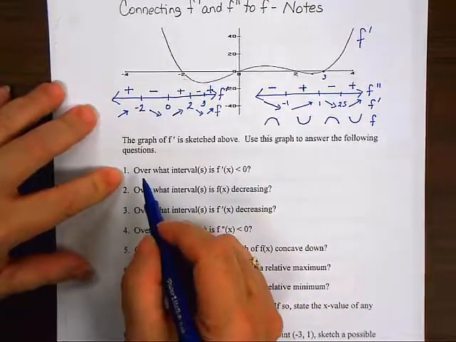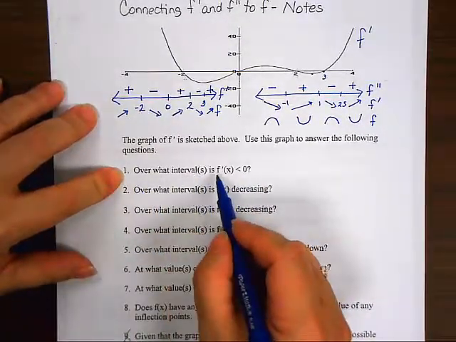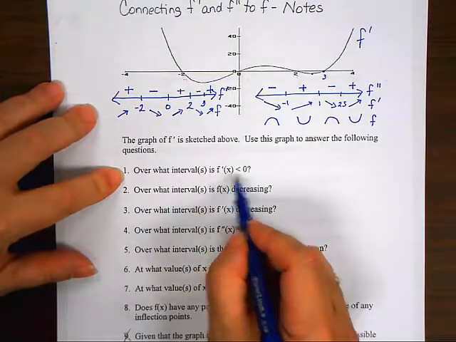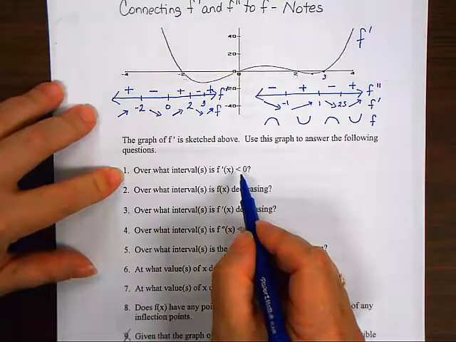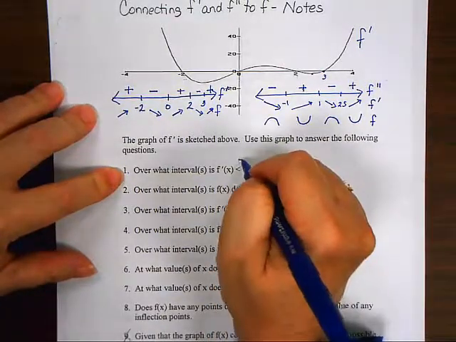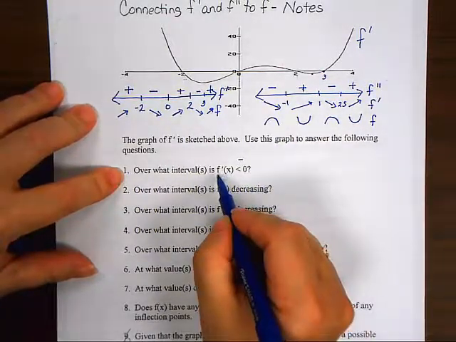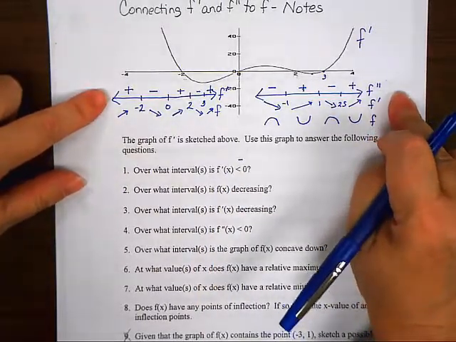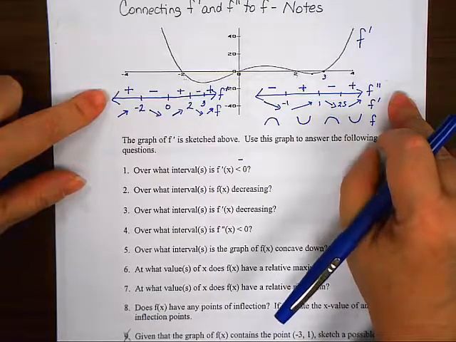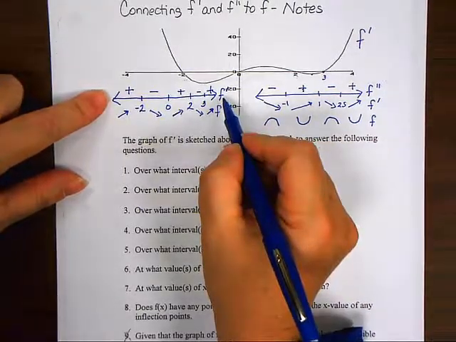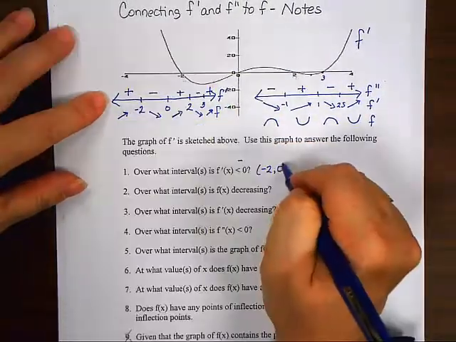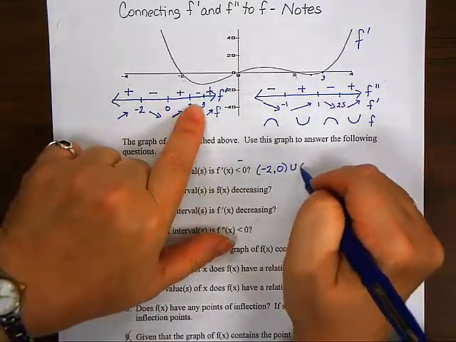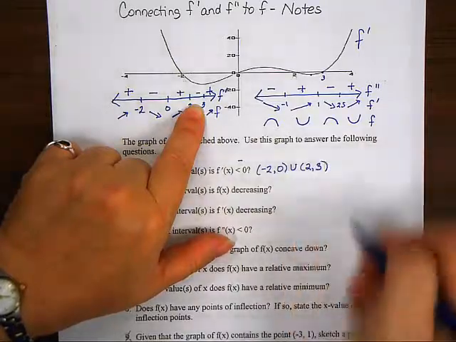Number 1, over what intervals is f prime less than 0? So ask yourself, what does less than 0 mean? Less than 0 means negative. So I'm wanting to know, where is f prime negative? Which of the two number lines talks about f prime being positive or negative? It happens to be this one. So f prime is negative from -2 to 0, and then again union 2 to 3.